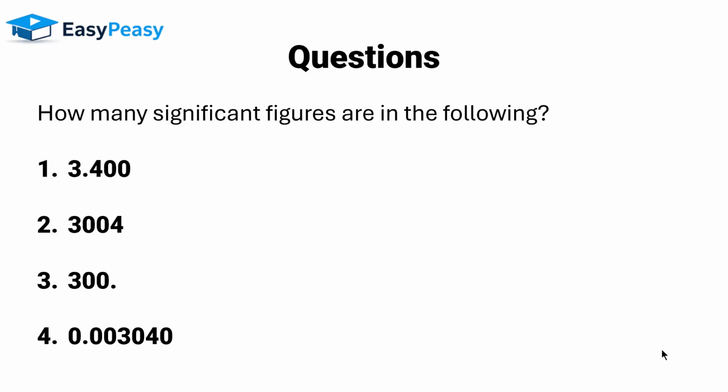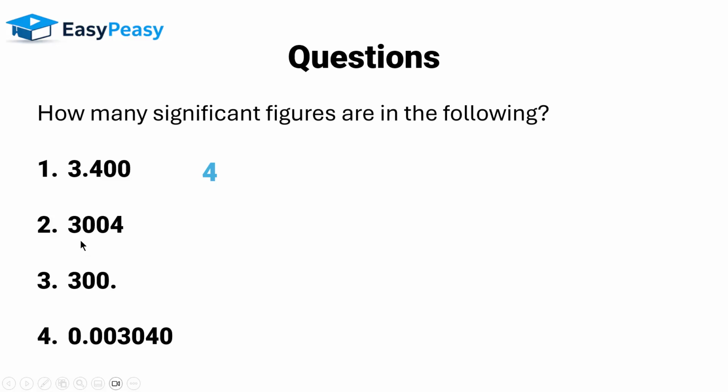Okay, let's do some practice questions now. Let's figure out how many significant digits are in each number. Let's start with 3.400. Yep, 3.400 has 4 significant figures. There are no leading zeros. There is a decimal point that will make these two zeros significant too. So 1, 2, 3, 4.